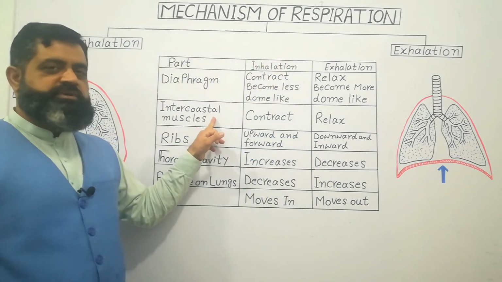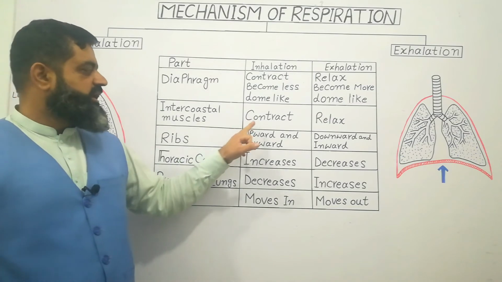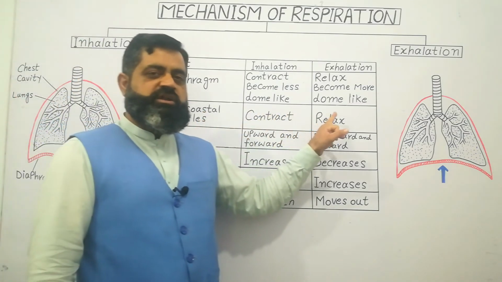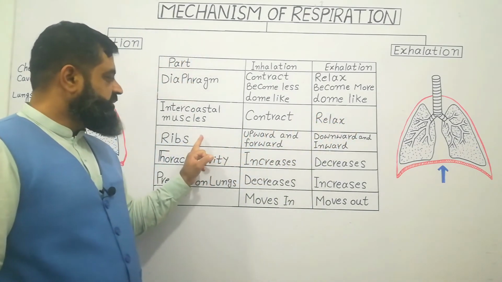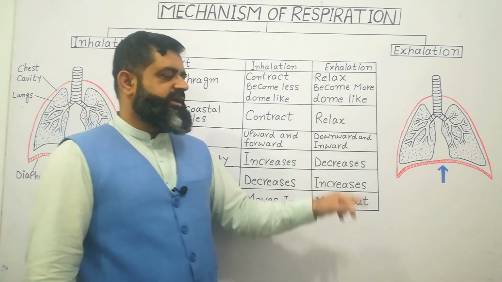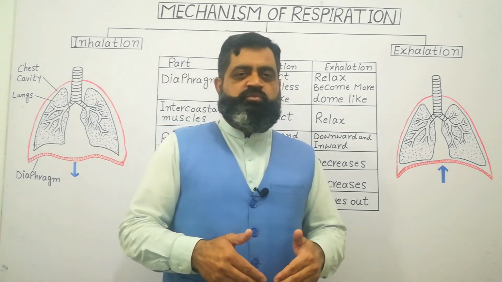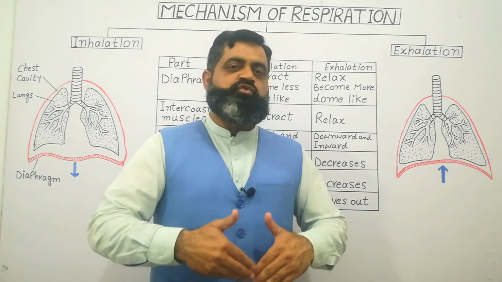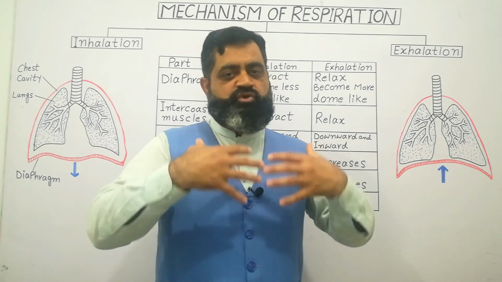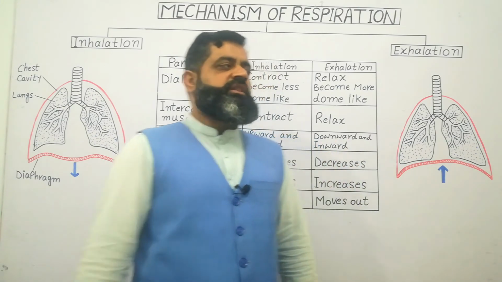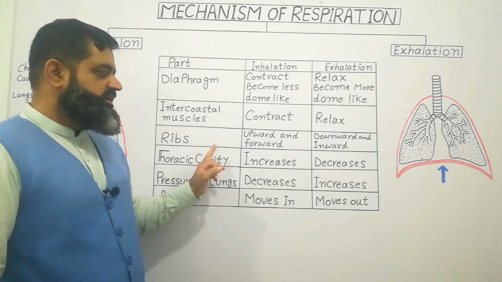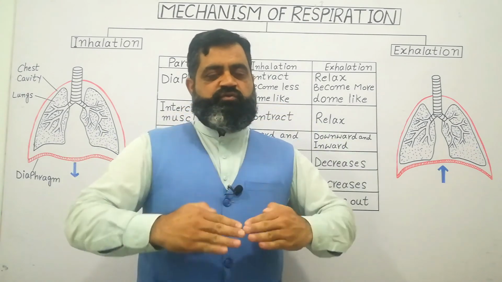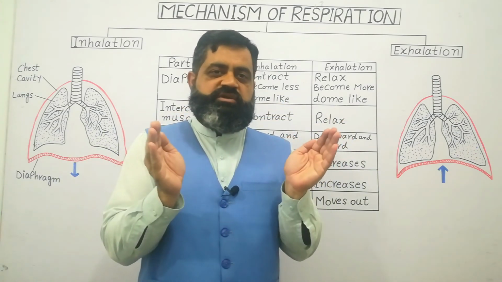The intercostal muscles which are present between the ribs also relax, and what happened? The ribs go downward and inward. So let's suppose we are moving air outside the body. When we move air out of the body, our ribs go down and inward. In this way, the thoracic cavity decreases. When the diaphragm moves upward and the ribs move downward and inward, the thoracic cavity decreases.